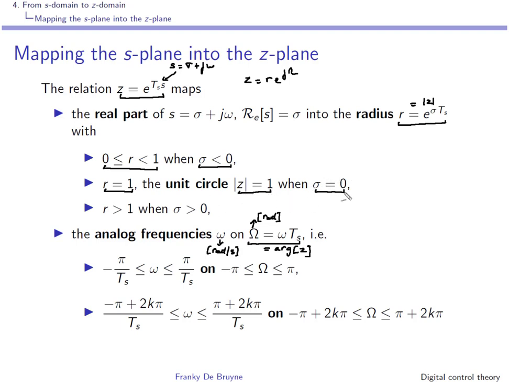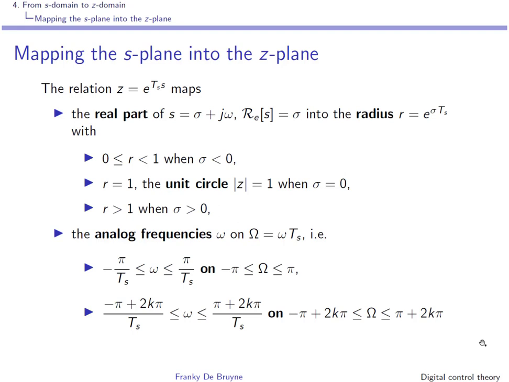So sigma equal to 0 corresponds to a radius of 1 and a modulus of 1. So you can see that the j omega axis is mapped onto the unit circle, modulus of z equal to 1. If you plug in a positive value over here, the exponential, so the radius, will be larger than 1.